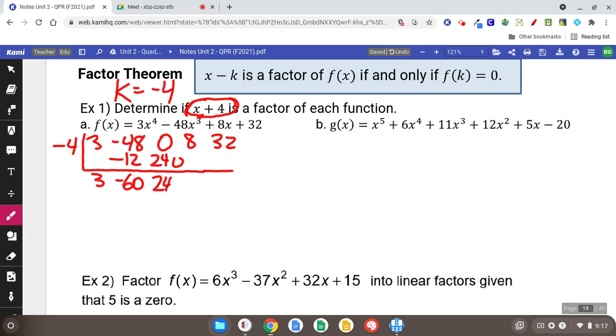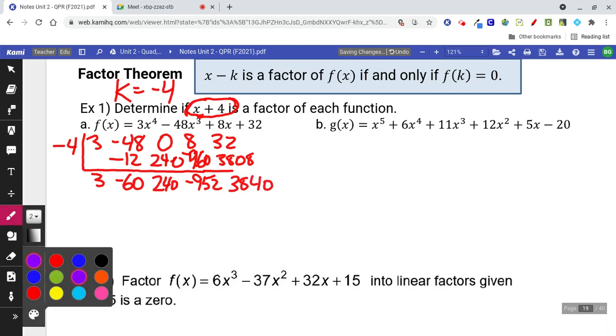Add down and you get 240. Multiply and yuck, that's -960. Add down, 8 plus -960 is -952. Multiply times -4, yuck, that's 3,808. If you add straight down 32 plus 3808, we get 3840. That's the remainder, but that's not the answer.